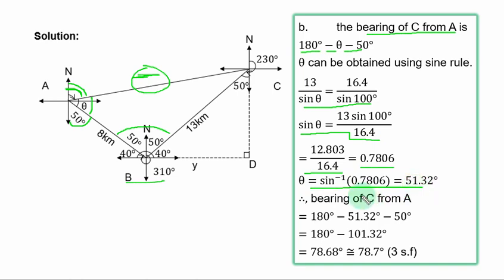51.32 degrees. Therefore, the bearing of C from A is 180 degrees minus theta, which is 51.32 degrees, minus 50 degrees. You have it in this form, and you have 78.68 degrees. To 3 SF, you have 78.7 degrees as the bearing of C from A.